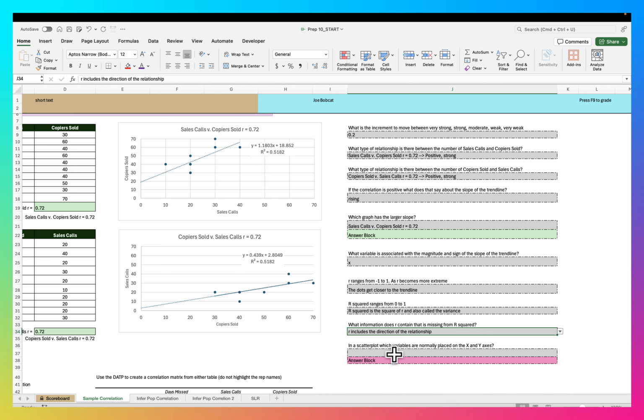In a scatter plot, which variables are normally placed on the x and y axes? So here, these are names. The x-axis, and this comes from science, is called the independent variable, and the y-axis is called the dependent variable, and the idea is that x predicts y. And that's it for those questions.